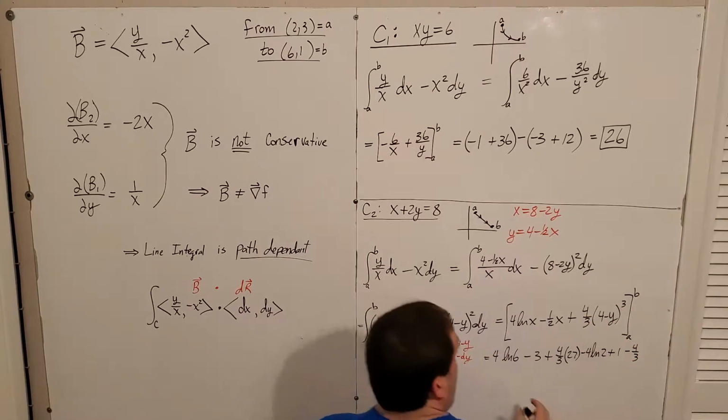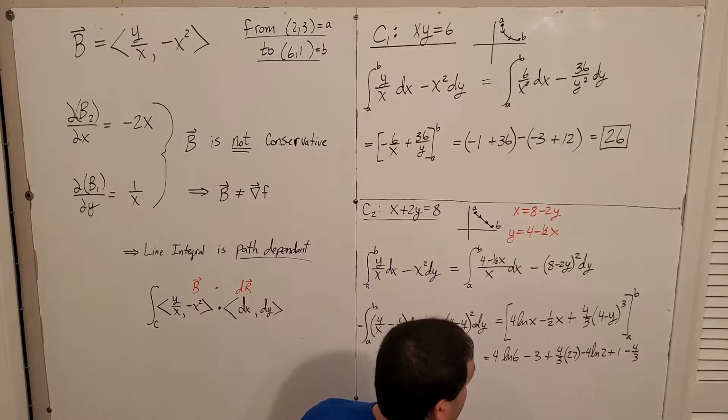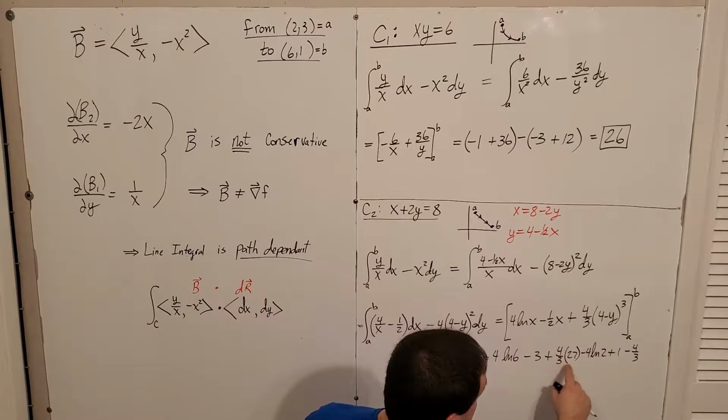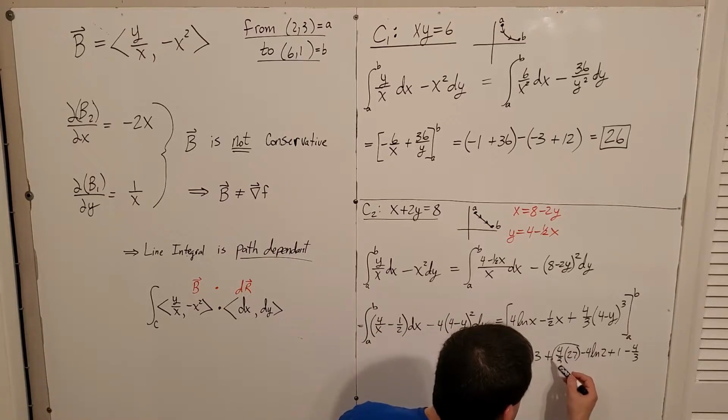Okay, so here's the numbers. That doesn't look like it's going to add up to 26, does it? It doesn't. Here's what I can do, though. I can simplify this 4/3 of 27 into 36, right? This piece right here is 36.